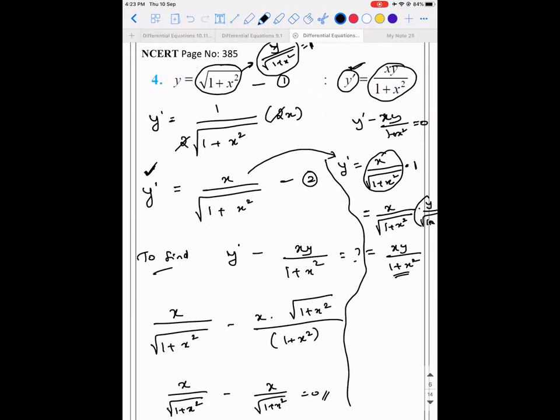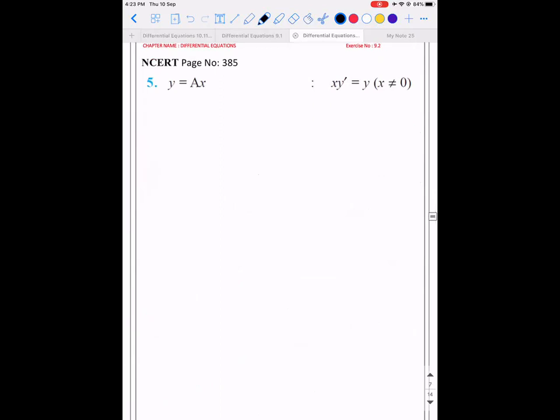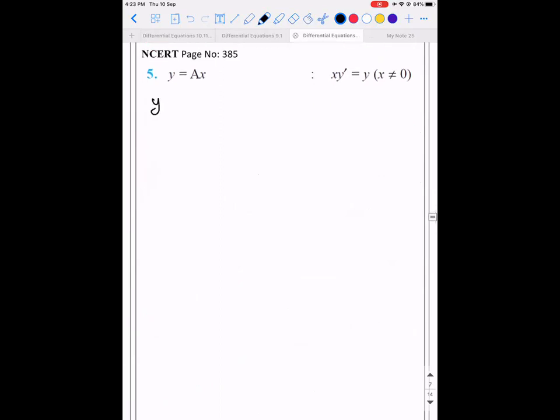So I'm moving on to the next question. Y is equal to ax, xy dash is equal to y. So y is equal to ax, that is 1. Y dash is equal to a, that is 2. To find x into y dash, I'll take only the LHS. X is x only. Y dash is a. So that's nothing but ax. But what is ax?